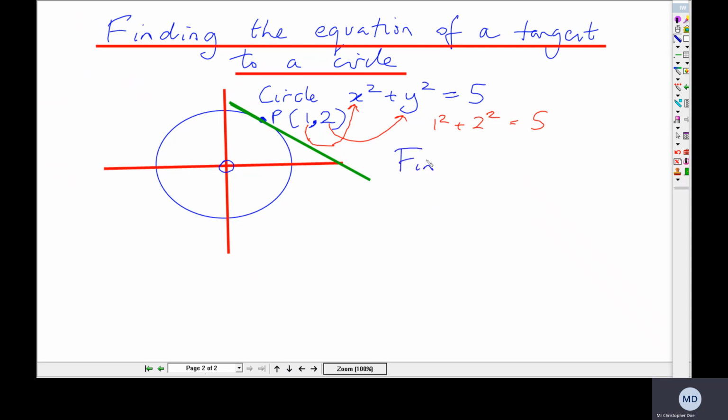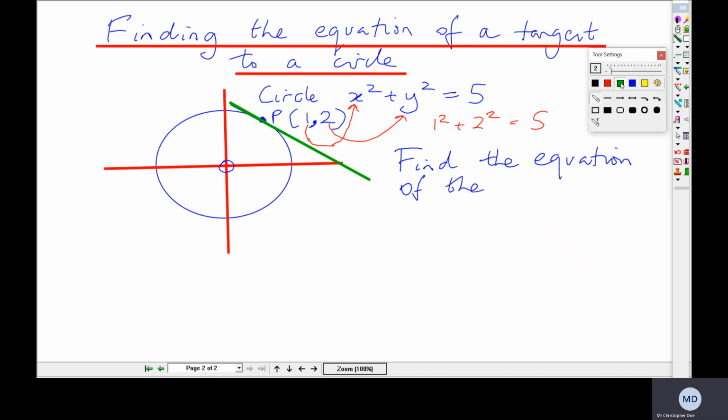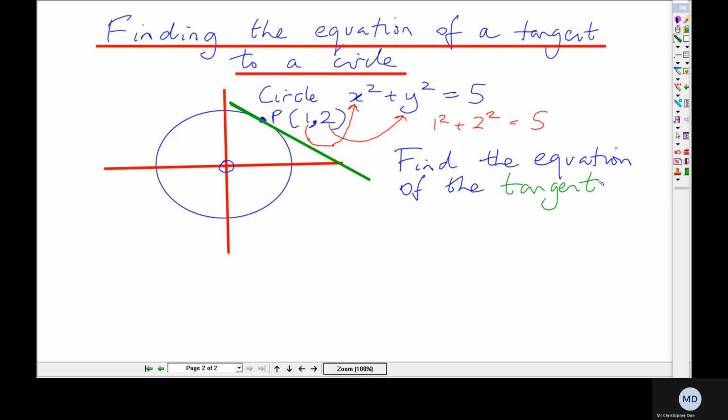And the question would be, here's the question. Find the equation of the tangent. That is what this question is asking you to do. The tangent, which for me is a green line. So can you just draw on a tangent? If you want to do it in a colour, please do. The question is, what is the equation of that tangent? That is the first thing.